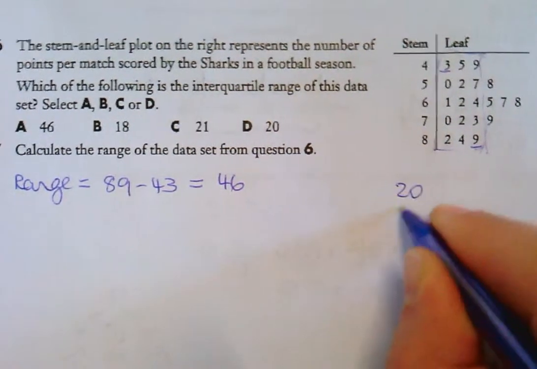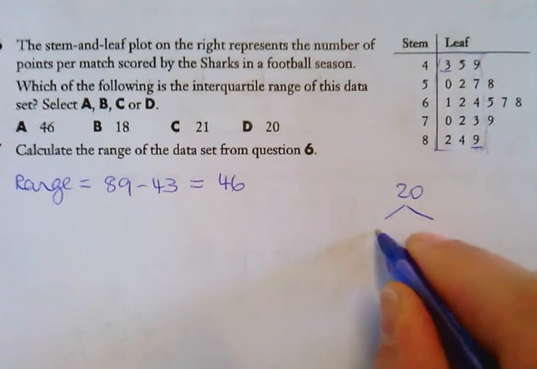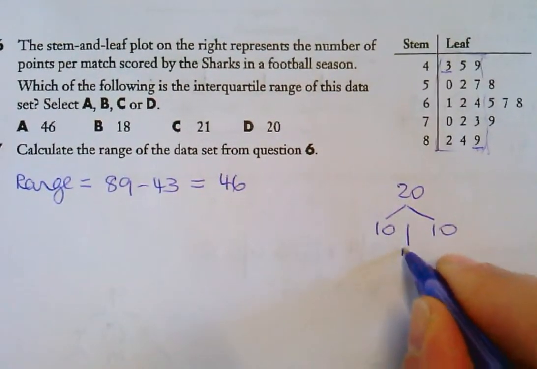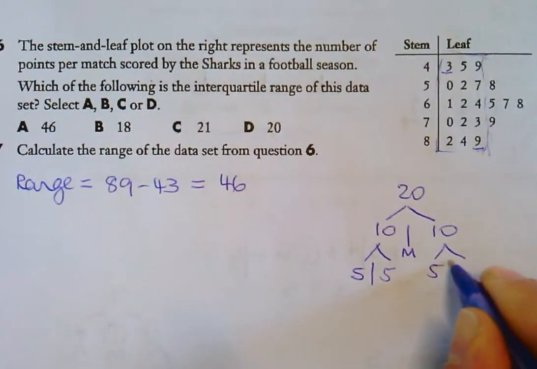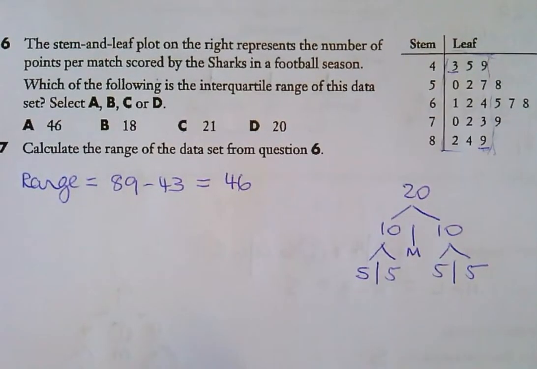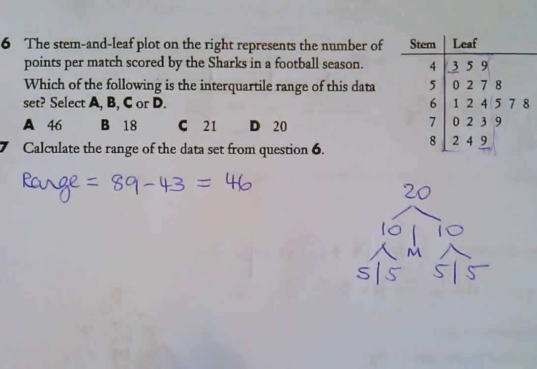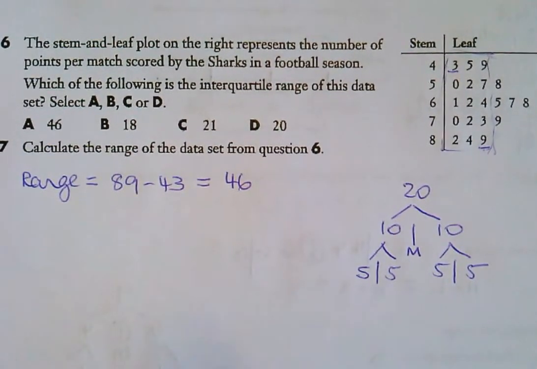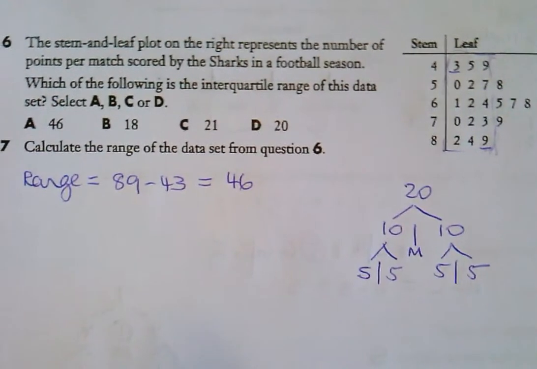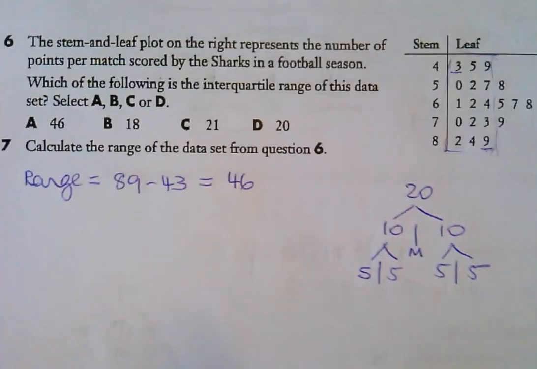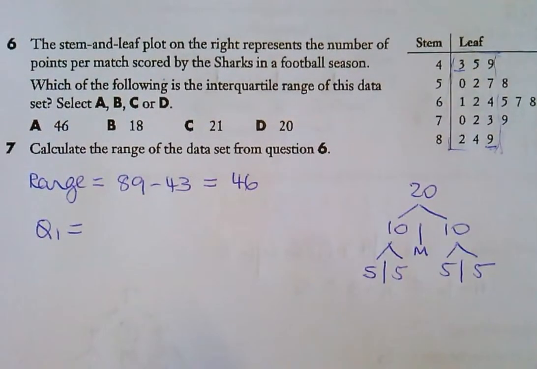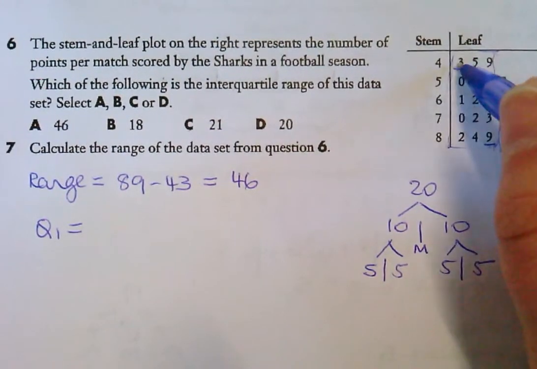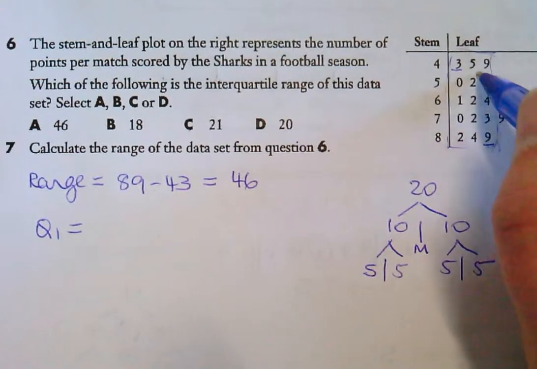So we go 20. We start splitting them. 10 to the left, 10 to the right. There's the median. And split again. Be careful, please, when you count backwards in a dot plot, or just decide to count forwards. What should I do to put my first quartile, Q1? How many do I count? So I go 5 forwards. 1, 2, 3, 4, 5.